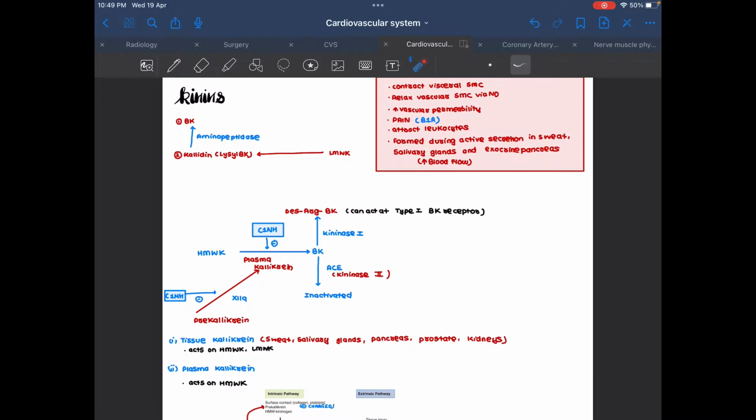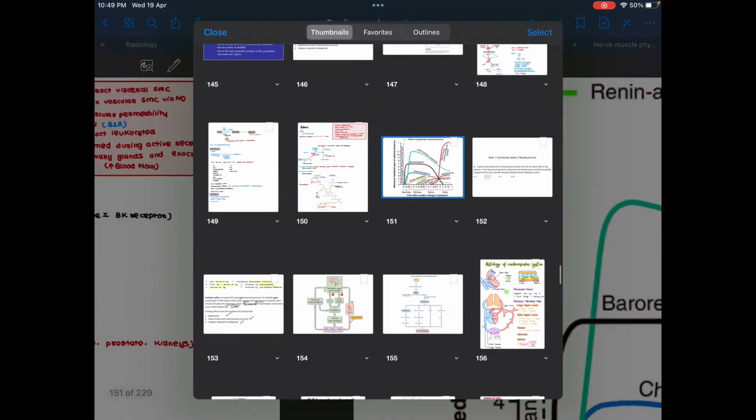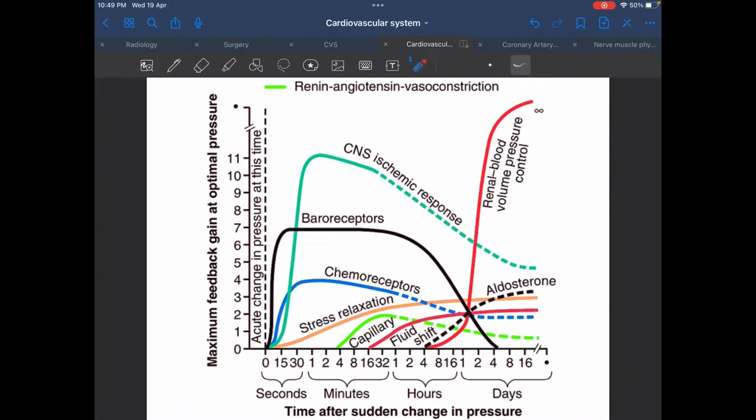Okay? So this is about your metabolic control. That's local control. So let's just see over here. This diagram I've taken from Guyton. So we can see where which of our reflexes are working. And we can also see how much time, milliseconds, minutes, hours, and days, they're going to be triggered by.